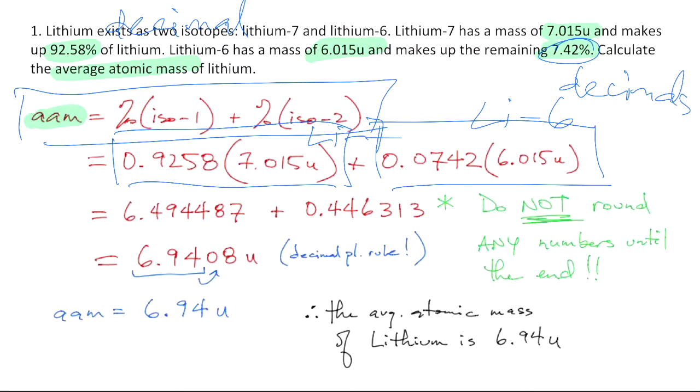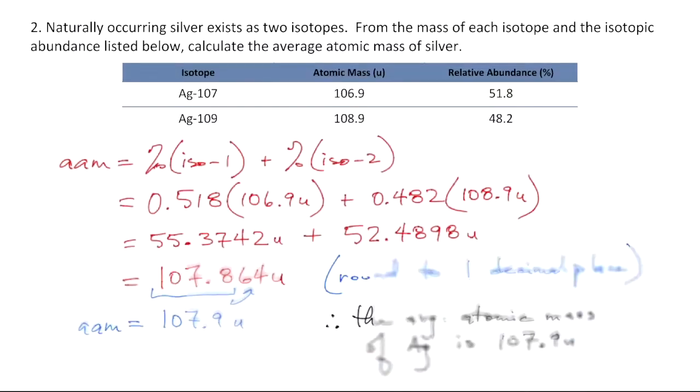When I add these two up, it works out to 6.9408 atomic mass units. We want to round to 2 decimal places, because that is the least number of decimal places in the question among the numbers I'm actually using. And so my answer rounds to 6.94 atomic mass units. Let's look at sample problem number 2.